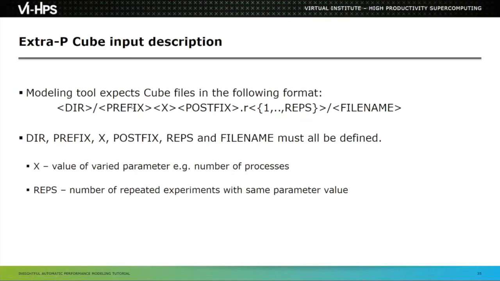And then we basically have different parameters. So you would have, for example, P for the number of processes, and then a postfix that would be the actual number. So we have P and then, for example, 8, and then a dot R, and then a number that indicates the repetition of this configuration.